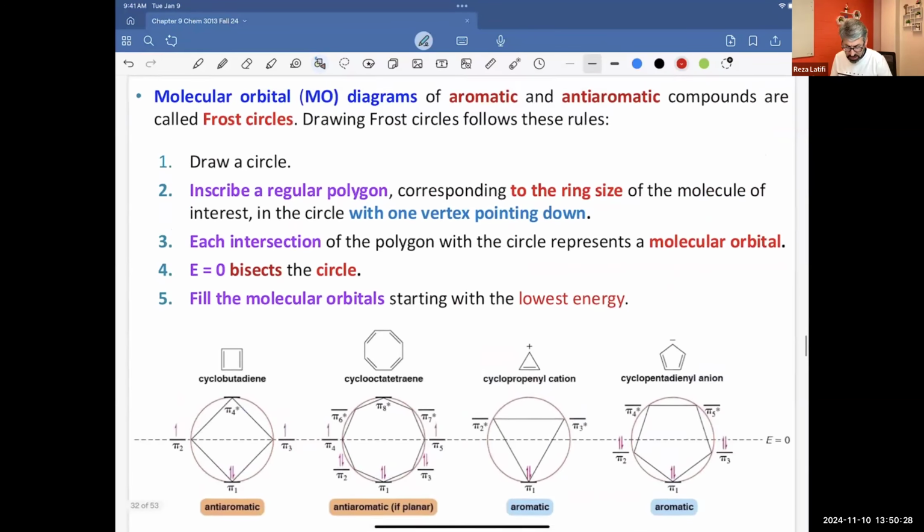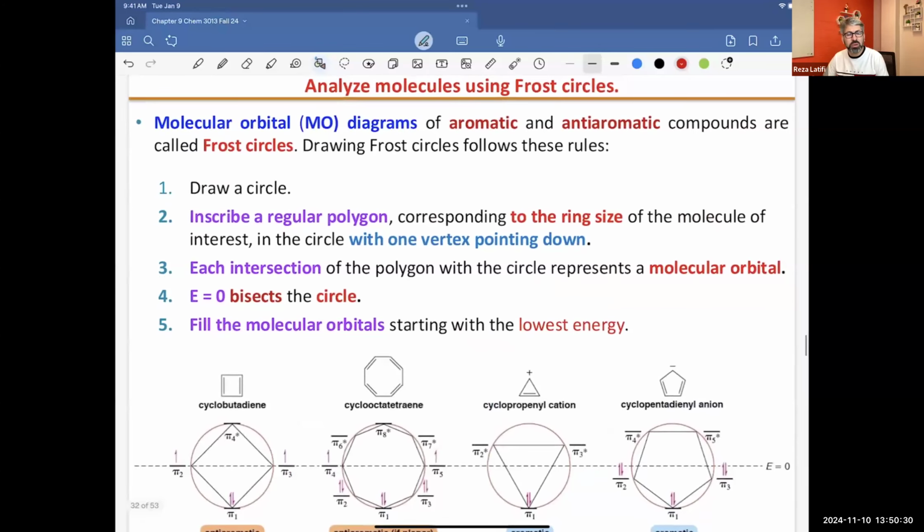Okay, and I have a model here that we call a Frost circle, that you can use to predict whether a system will be aromatic or anti-aromatic. And I'm going to practice this one in the next lecture video.